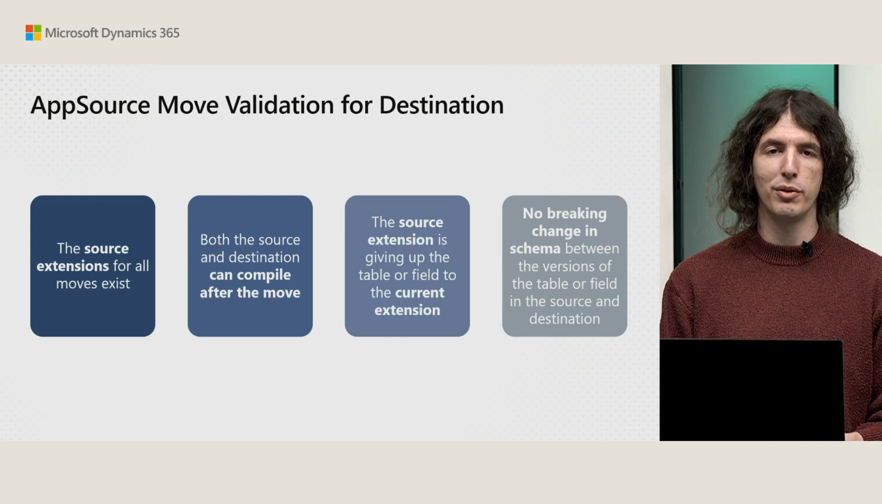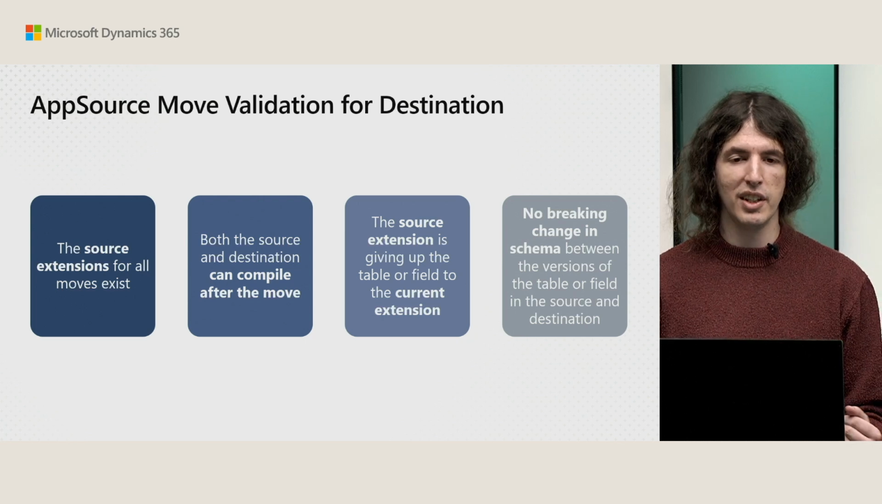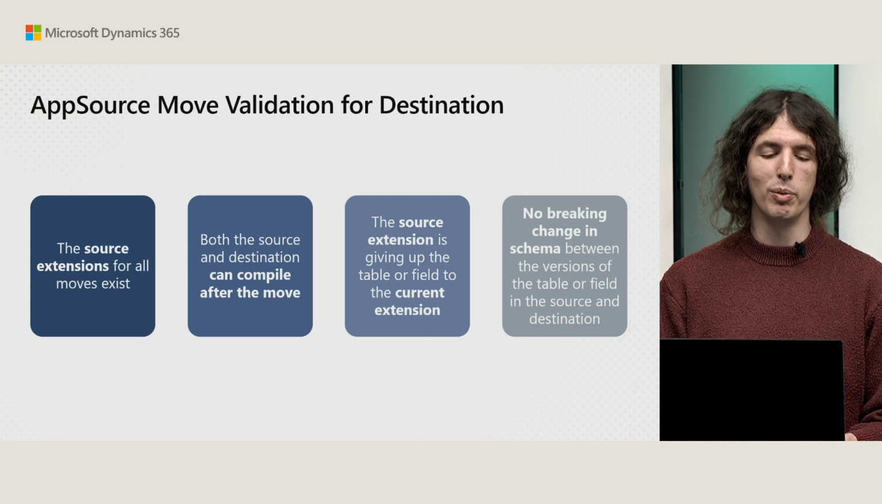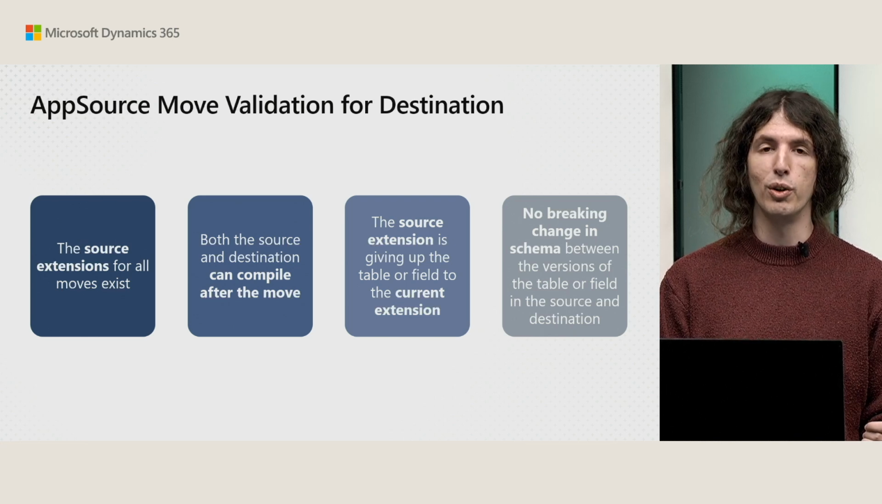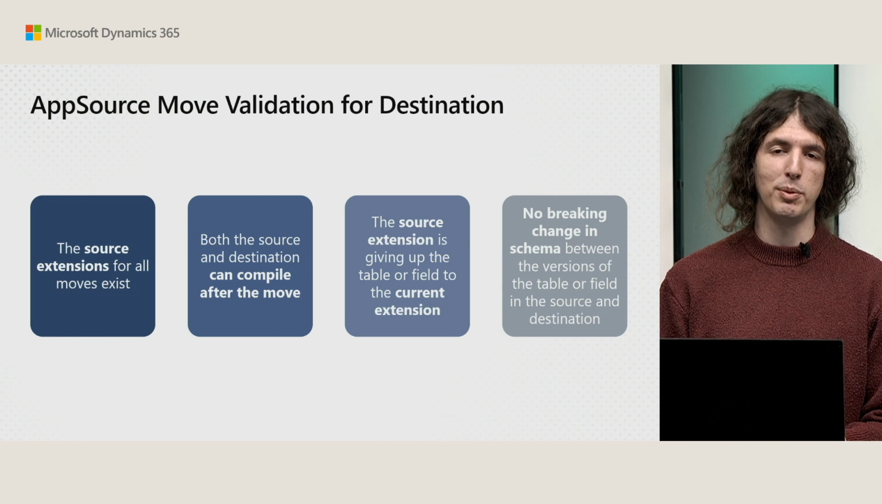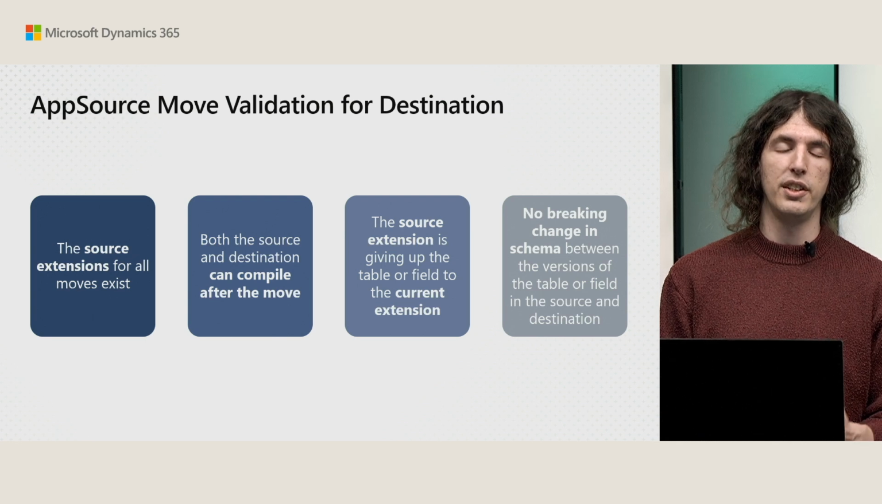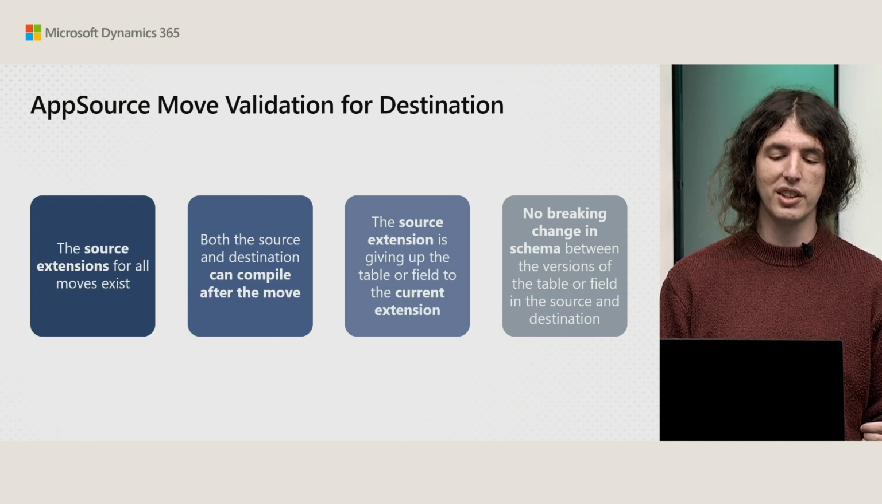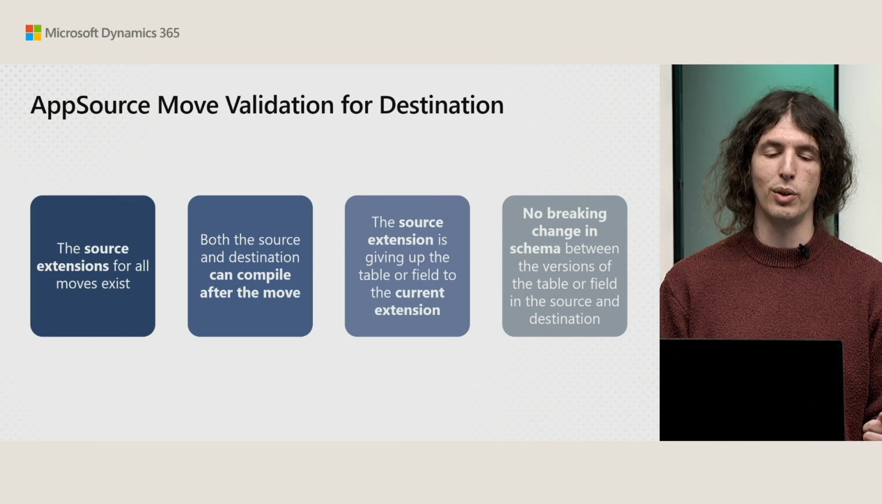What does it mean for a move to be valid? Let's look at what validations AppSource will perform. First of all, it will ensure that the source extensions for all moves exist. That means that if you are saying that the table is coming from a specific extension in the extension that you're submitting, AppSource will ensure that this extension exists and has been submitted correctly and passed validation.